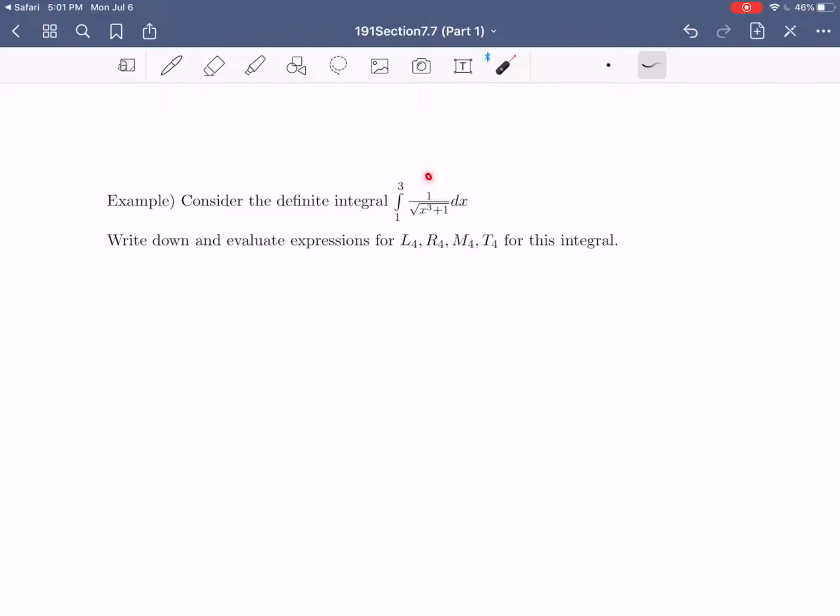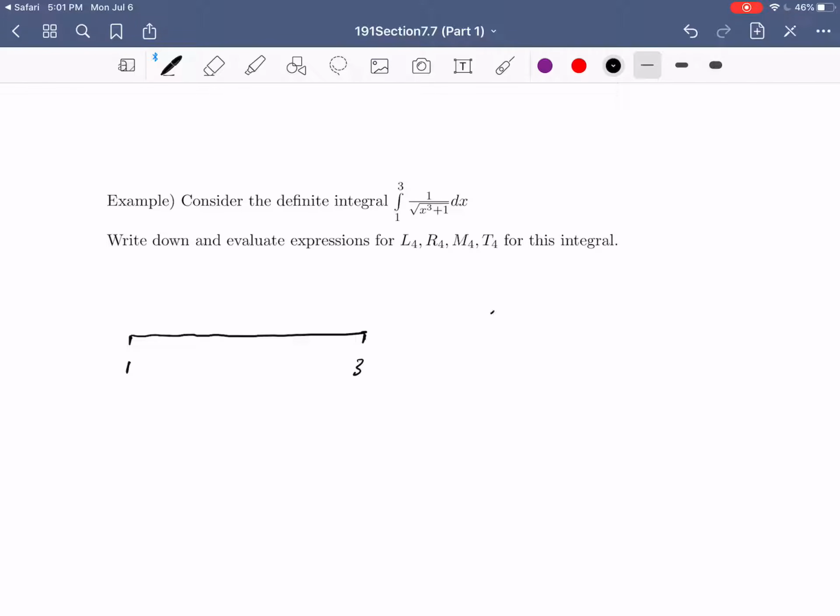So instead, to estimate this, we're going to write down and evaluate expressions for L4, R4, M4, T4 for this integral. When you are doing this on your own, you are welcome to draw a diagram of the curve. I don't think that's really necessary, but what is absolutely necessary is to draw a number line showing the interval you're working in and showing those partitions. So let's go ahead and draw a number line. We are working on this from 1 to 3.